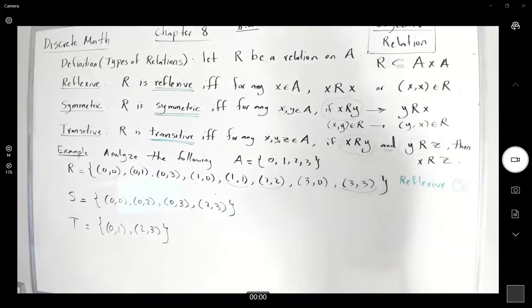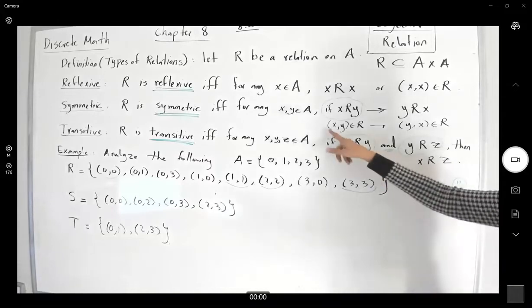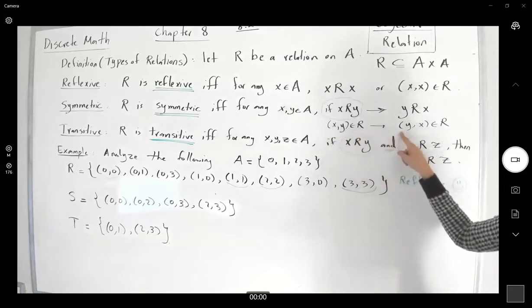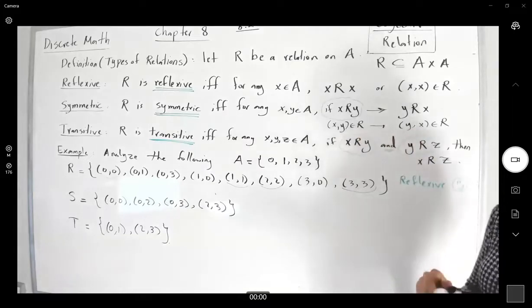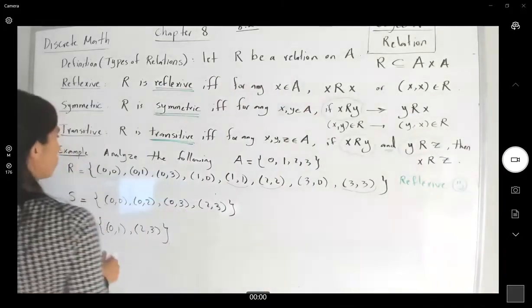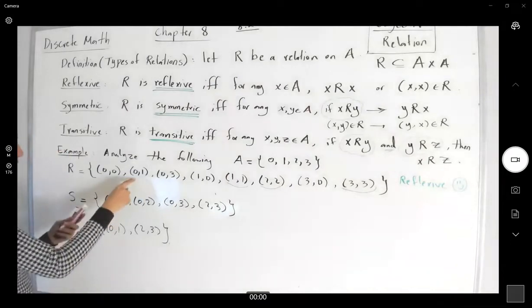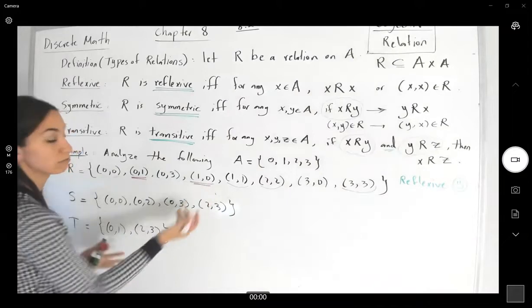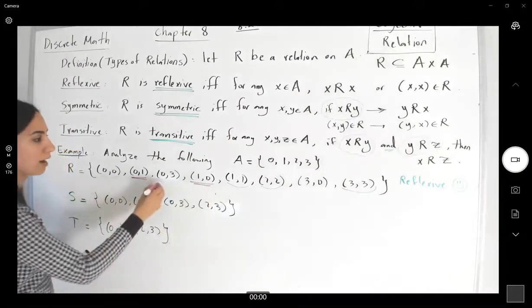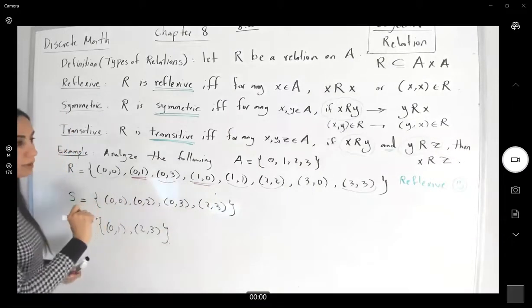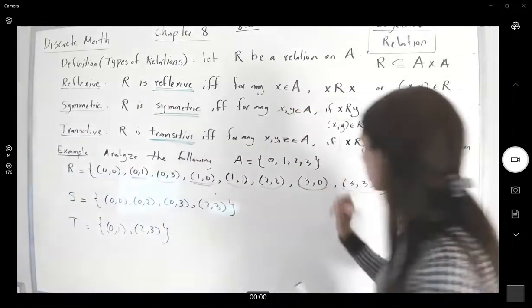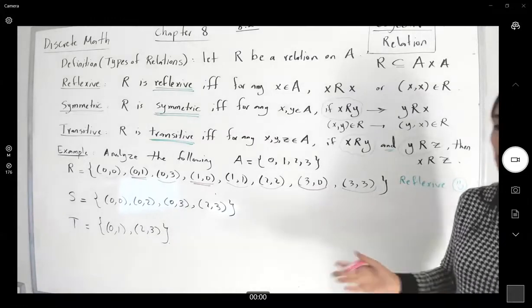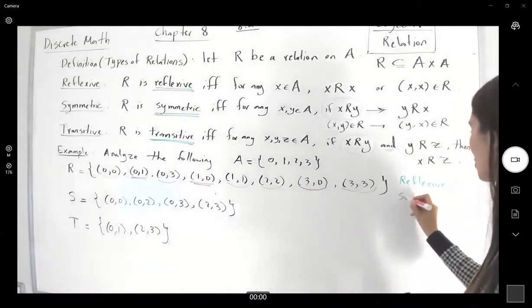Well, is it symmetric? What's the meaning of that? It means that if x is in relation with y, then you can conclude that y is also in relation with x. So what do we have here? I have (0,1). Do I have (1,0)? Of course. I have (0,3). Do I have (3,0)? Yes. Do I have anything else to check? No. So it is symmetric.